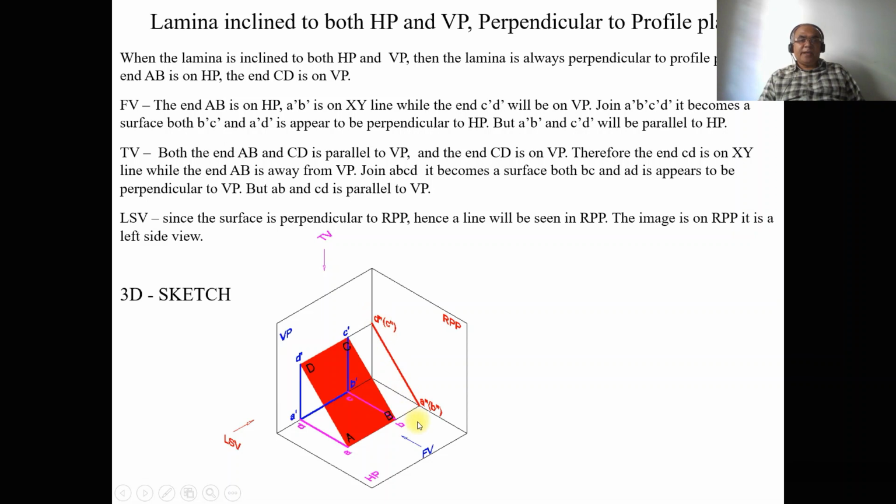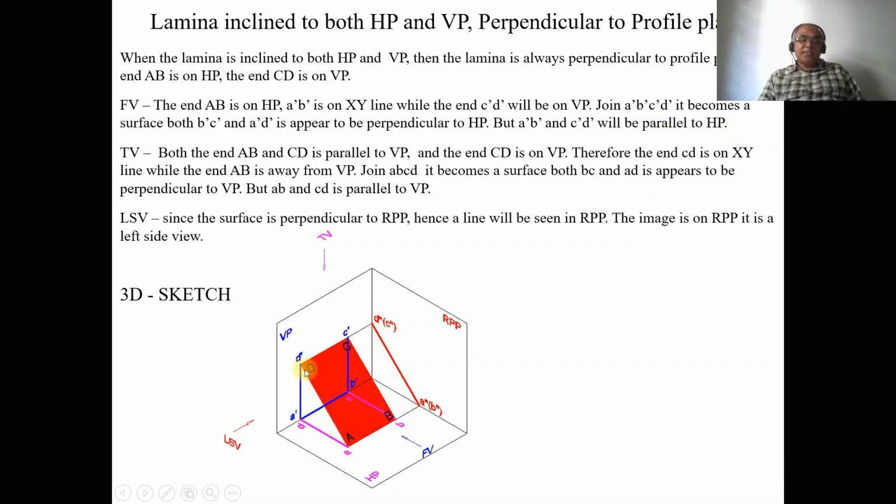So when you look from the front view, the end AB is on HP. So A dash B dash is on the XY line, while the end C dash D dash will be on VP. So join A dash B dash C dash D dash, it becomes a surface. Both B dash C dash and A dash D dash appear to be perpendicular to HP, but A dash B dash and C dash D dash will be parallel to HP.